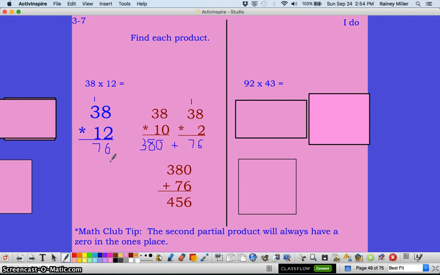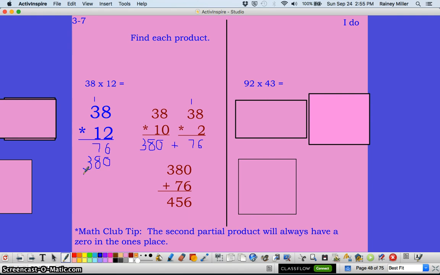Now what I need to do is go over to my tens place. And now I'm going to pretend that this is a 10 here, just like we did over here. So I go, okay, the 2 isn't there, that's a 0. And I know that my ones place is going to be a 0 since I'm working with tens. 8 times 1 is 8. And 1 times 3 is going to be 3.